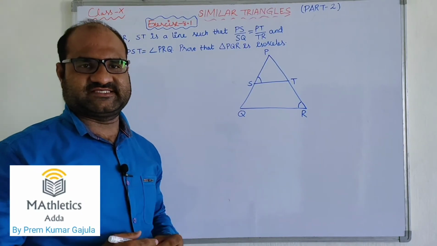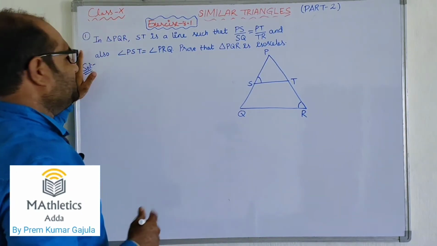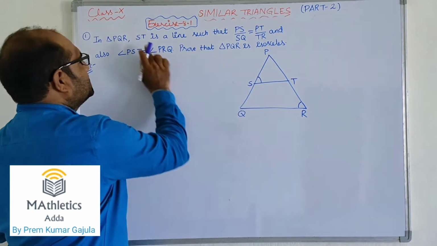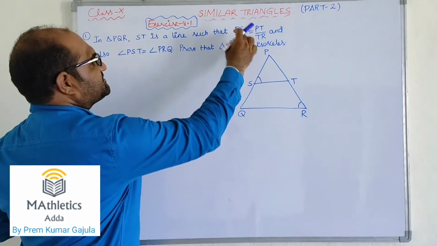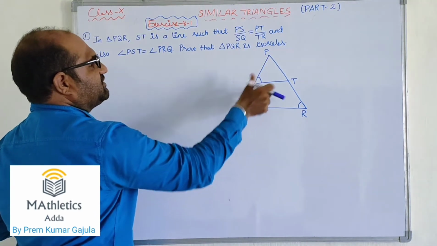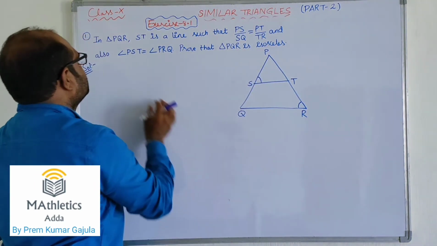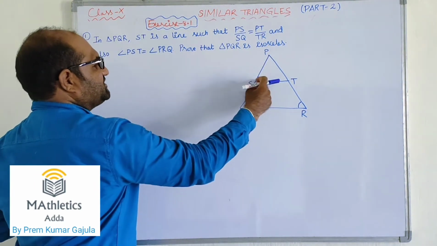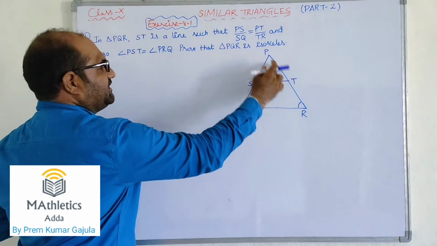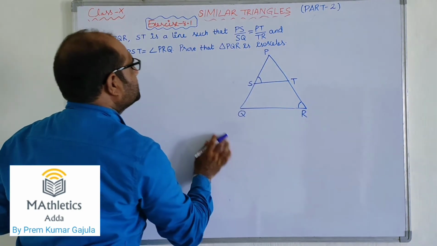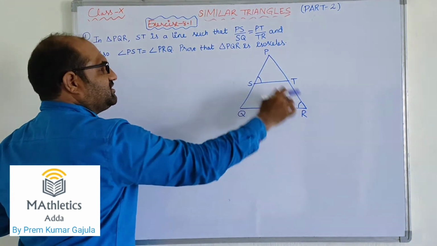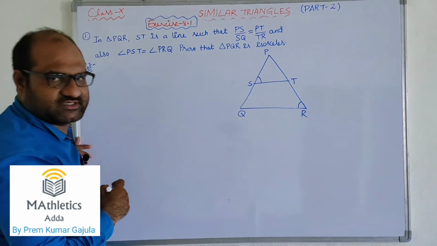Now let us look at the exercise problems. First problem: in triangle PQR, ST is a line such that PS by SQ is equal to PT by TR, and also angle PST is equal to angle PRQ. Prove that triangle PQR is an isosceles triangle.